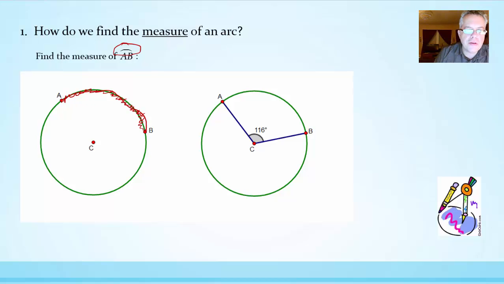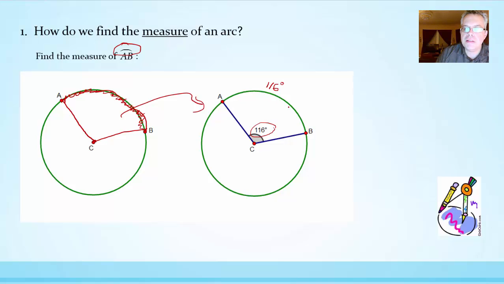arc. The measure of the arc is a measure of the central angle that forms it or cuts it off in the circle. So we have a little bit better drawing here. A central angle has its vertex at the center of the circle. That's why it's called a central angle. And one side goes through point A, and the other side of the angle goes through point B. Whatever the measure of the central angle is, in this case 116 degrees, that is the measure of the arc.